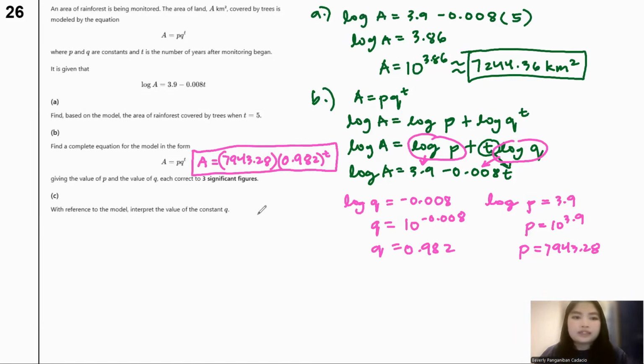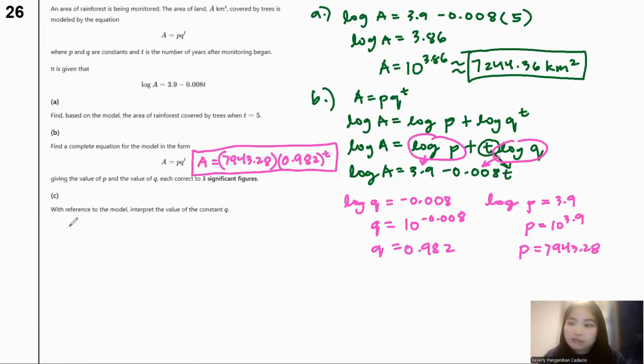Okay? Now, let's go with C. It's not something for you to compute, but you just need to take note of the meaning of Q there. You can see that we have a negative 0.008 as your exponent, so you have a decay there. Or you can also state the real application of that. What's the meaning of that 0.982?